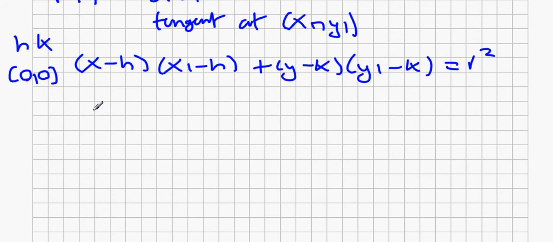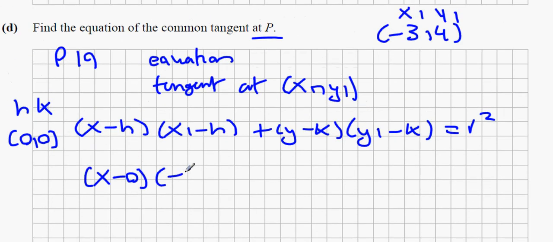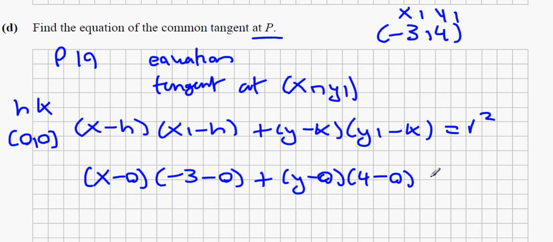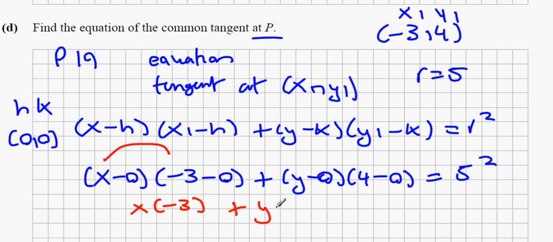So I'm going to have (x minus 0) times x1, and we know x1 is minus 3, minus 0, plus (y minus 0) times y1, which is 4, minus 0, equals r squared, and r is 5. The radius of both circles is 5, so it doesn't matter, it's always going to be 5. So what we're going to have here is x multiplied by minus 3 plus y multiplied by 4. Bring over the 5 squared, which is 25.